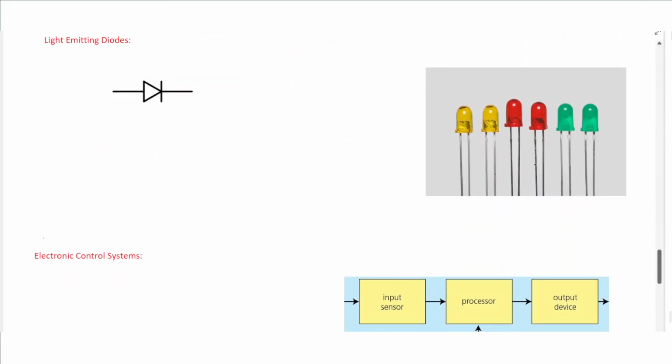Now, one type of diodes is the light emitting diode. It has the same symbol, but with arrows pointing away from the diode. So it signifies that there is light coming out of an LED.